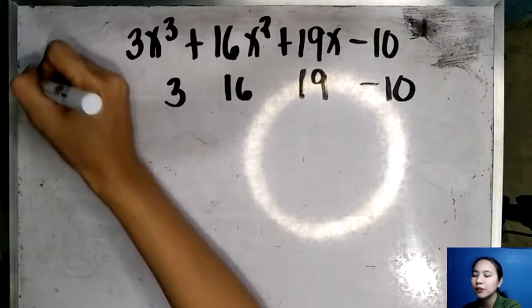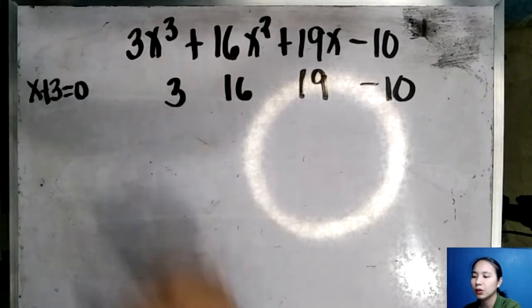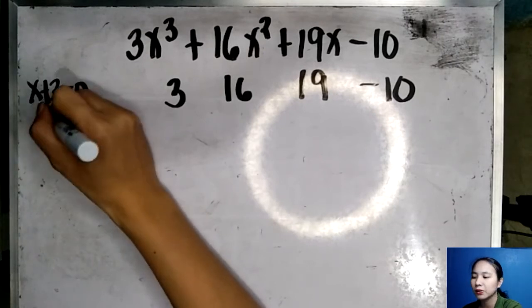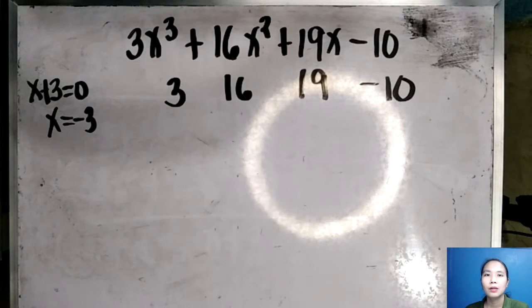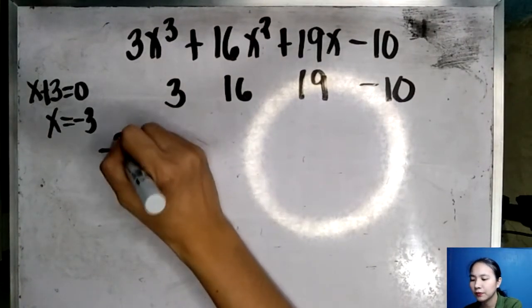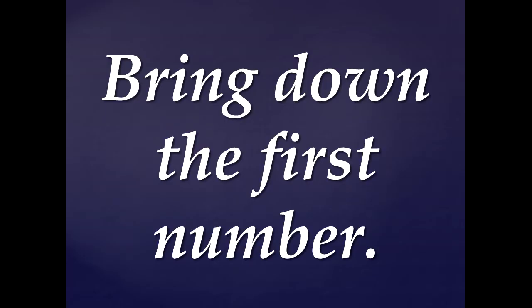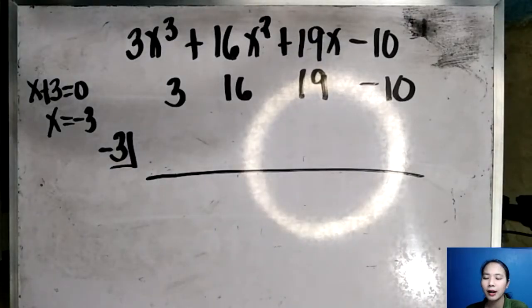Ang ating constant divisor ay x plus 3 equals 0. I-equate natin para makuha ang ating constant divisor. That would be equal to negative 3. So ang gagamitin nating constant divisor will be negative 3. The next step is bring down the first number. Our first number here ay 3.